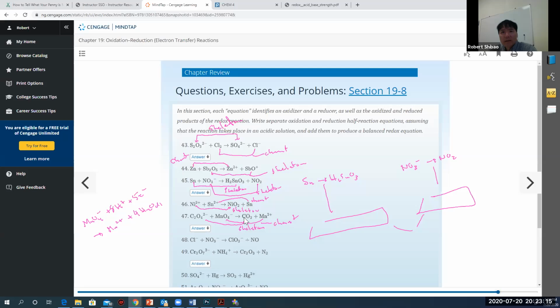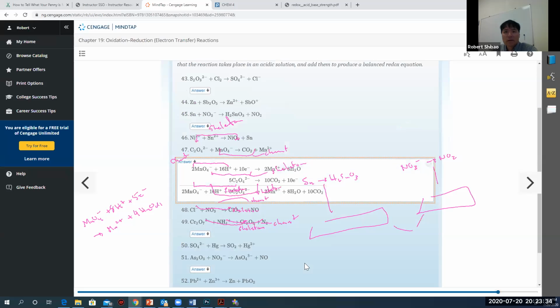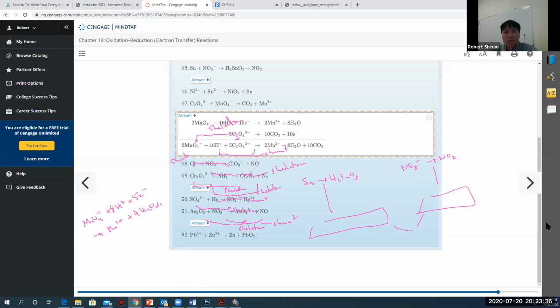So permanganate to manganese 2 is right off the chart. I'm just copying it right off the chart there. But oxalate to CO2, we're going to have to do that using skeleton, you know, the standard procedure. Let's see what they did here. Oxalate to CO2 is not that hard to do using the standard procedure. Let's go on here.